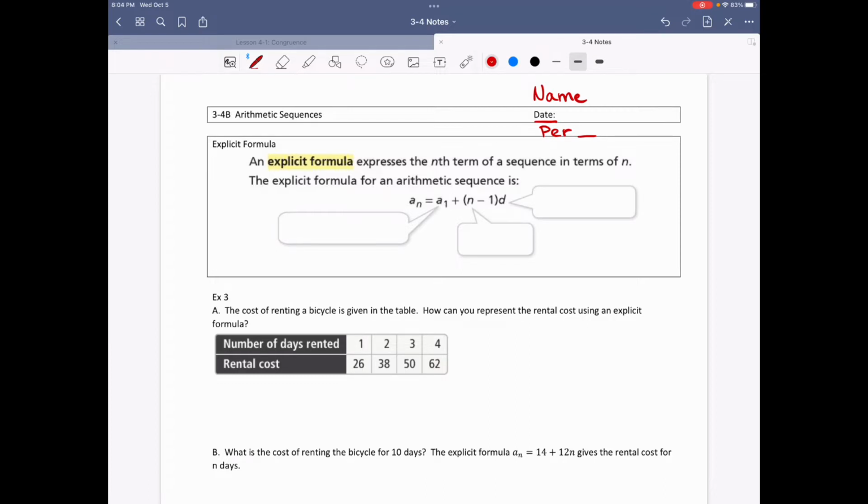And the explicit formula for specifically an arithmetic sequence, that's when we're adding or subtracting something each time, is a sub n equals a sub 1, which is the first term in the sequence, plus n, which is the nth term, minus 1, parentheses, d, which is the difference, or the common difference.